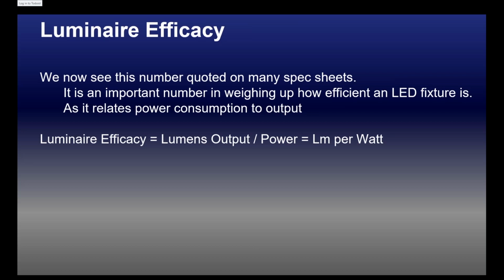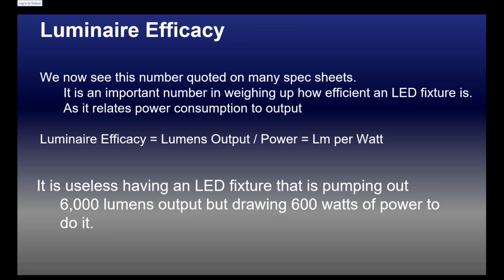The caveat to that is it's kind of useless to have an LED fixture that's pumping out 600 lumens but drawing 600 watts of power to do it. If you go to 600 watts of power for 600 lumens, you're looking at very low lumens per watt, which means you can essentially do that with a tungsten fixture. A 750 watt Source 4 would be much more efficient than this, because it's pumping out over 18,000 lumens worth of output.